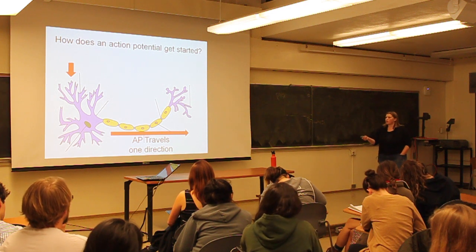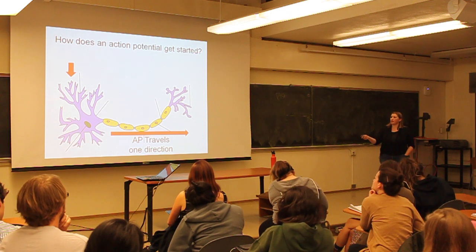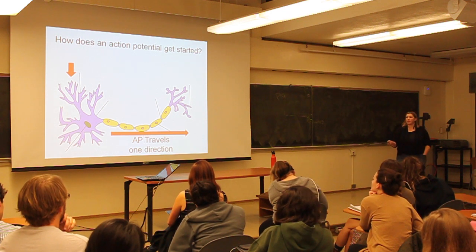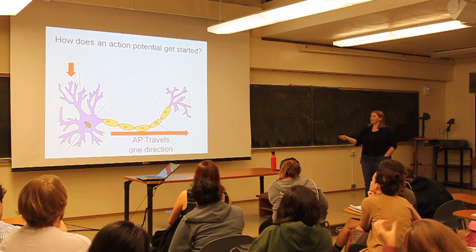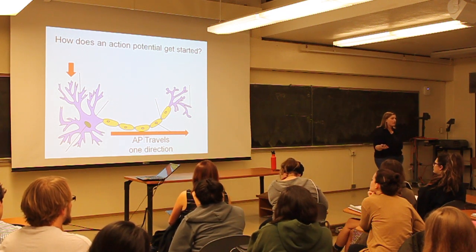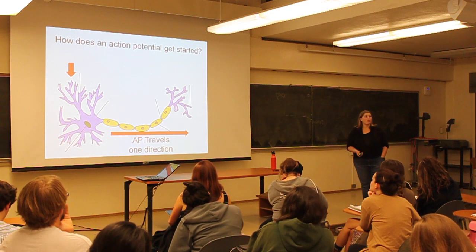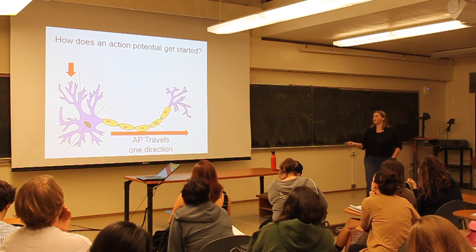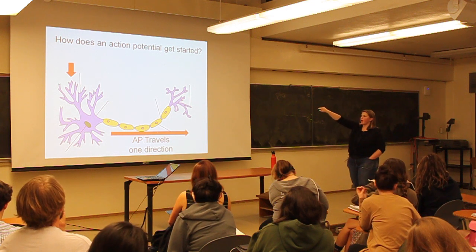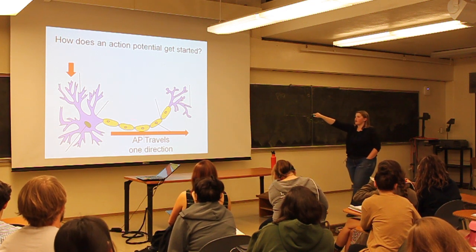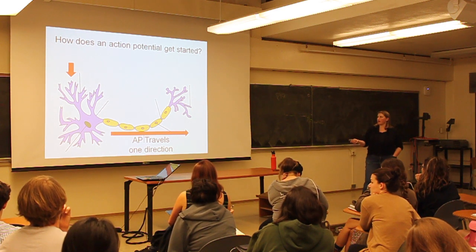So how does an action potential actually get started? Well, this is our cartoon axon, or our cartoon neuron. What are these parts down here? The dendrites, that's the incoming part. This is the cell body. This is the axon, and these yellow things are the myelin. And then this is the axon terminal. Neurons only take information in one direction. So we have sensory input that's going to end up causing something to happen down here, and then it's going to send that information down the axon, depending on how strong that is.